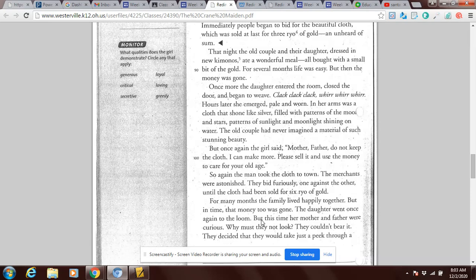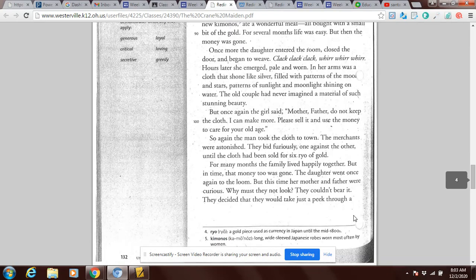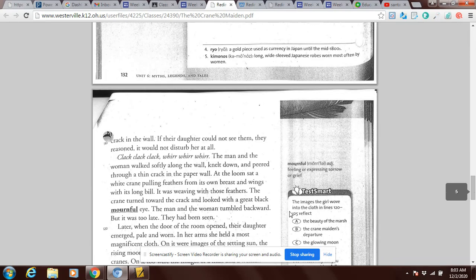"Oh no," she said, "not to look." This isn't going to be good. Why must they not look? They couldn't bear it. They decided that they would just take a peek through a crack in the wall. If their daughter could not see them, they reasoned, it could not disturb her at all.